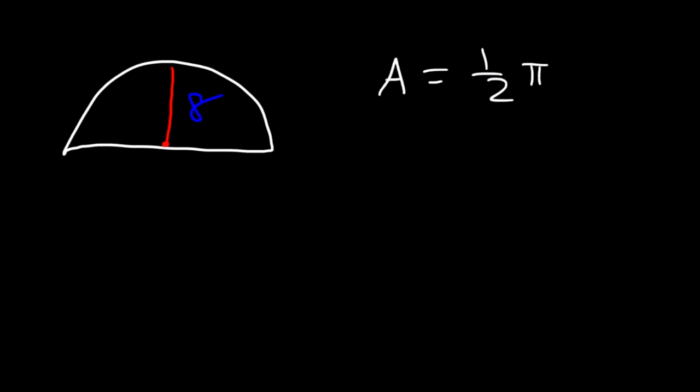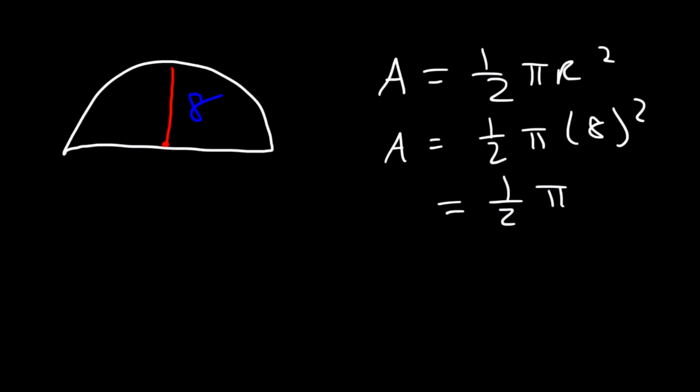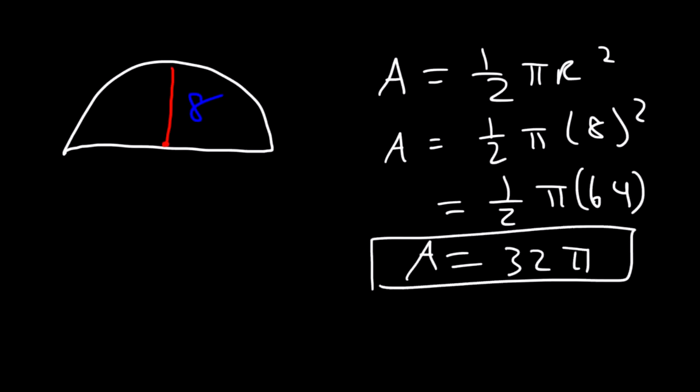And let's say if you have a semicircle, and let's say the radius of that circle is 8. If you need to find the area of a semicircle, it's 1/2 pi r squared because we have half a circle. So it's 1/2 pi times 8 squared. And 8 squared, that's 64. And half of 64 is 32. So in this example, the area of the semicircle is 32 pi square units.